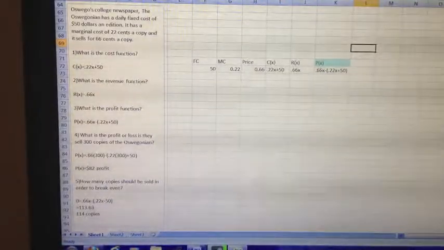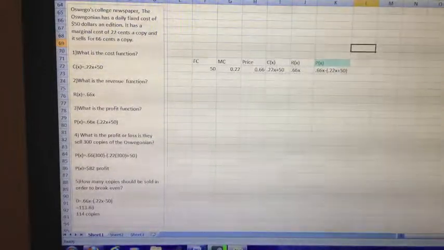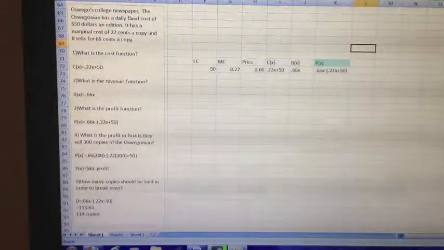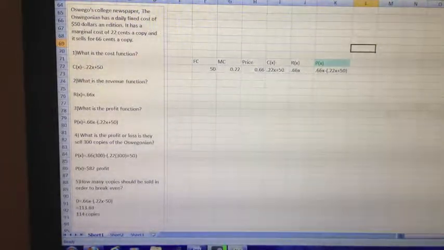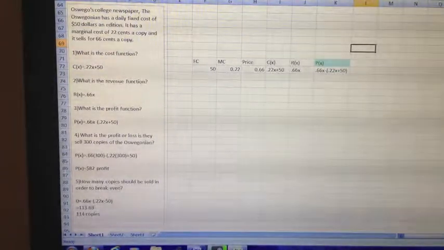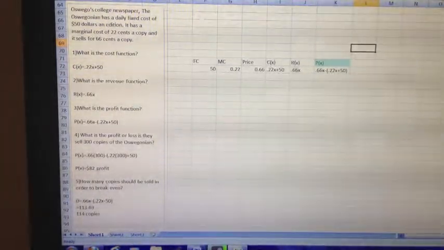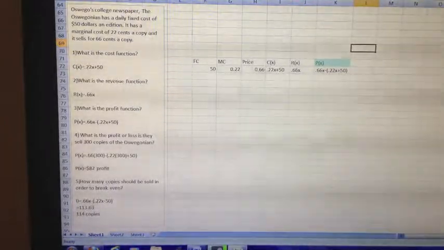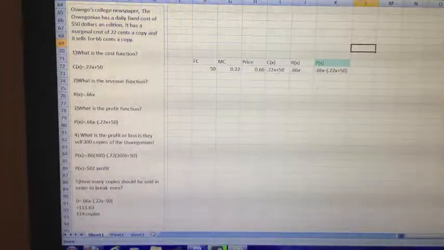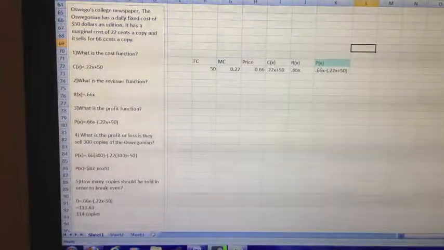Now we are going to do another cost function problem. So what this says is Oswego's college newspaper, the Oswegonian, has a daily fixed cost of $50. In addition, it has a marginal cost of 22 cents a copy, and it sells for 66 cents a copy. So the first question is, what is the cost function? And just like we did in the earlier problem, the cost function is the marginal cost times x plus 50. So our cost function is 0.22x + 50, for the 22 cents.